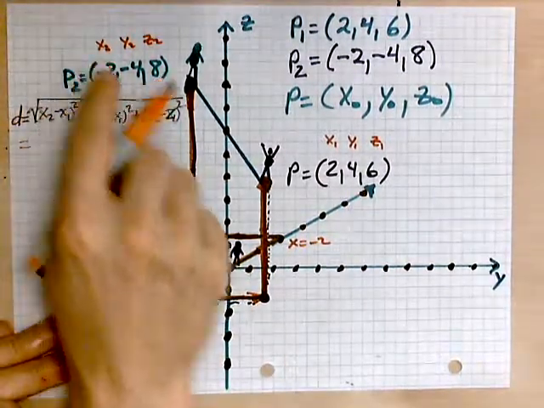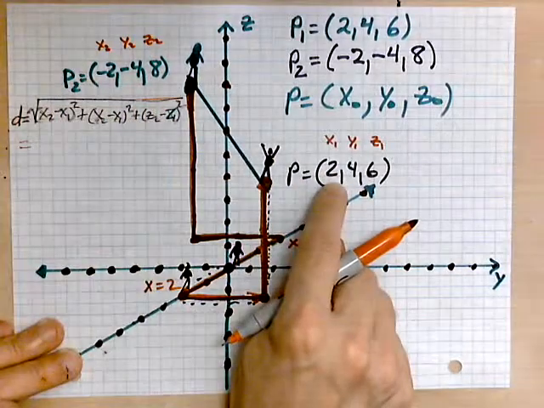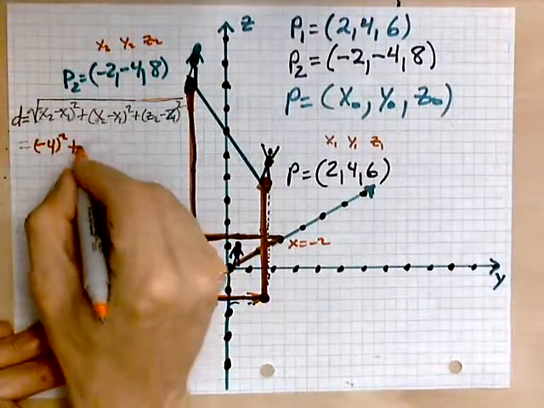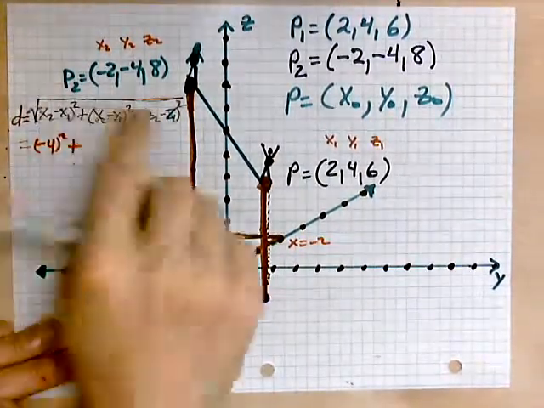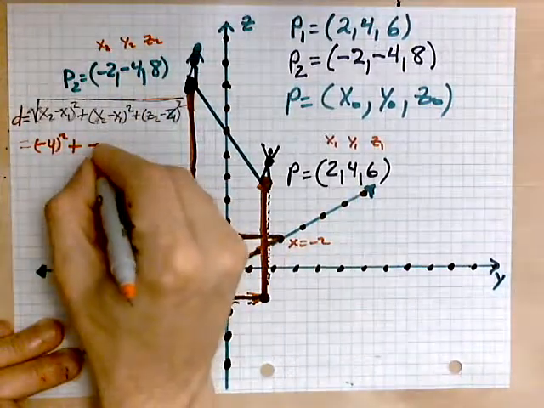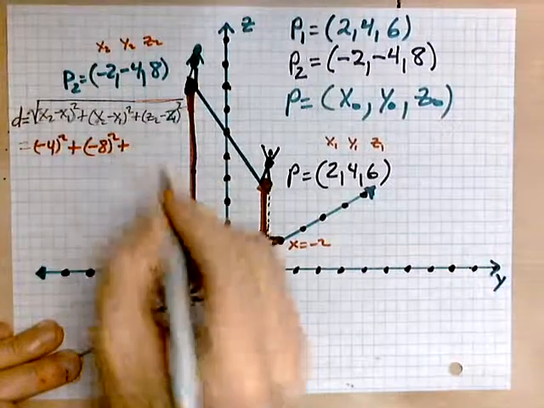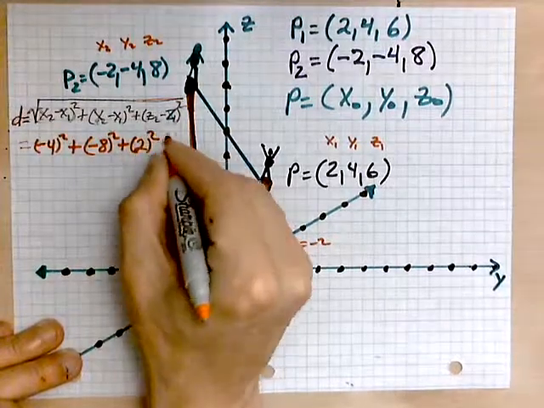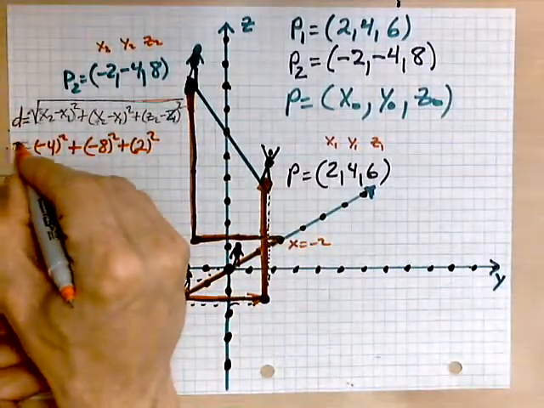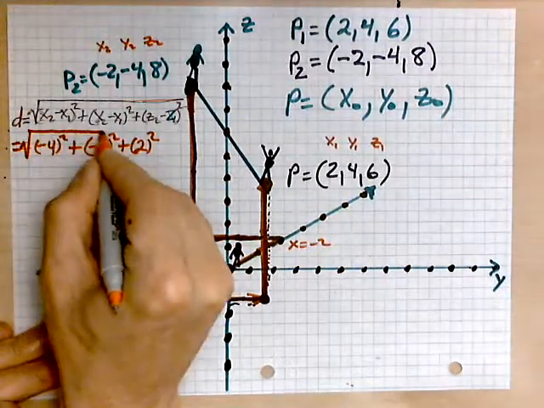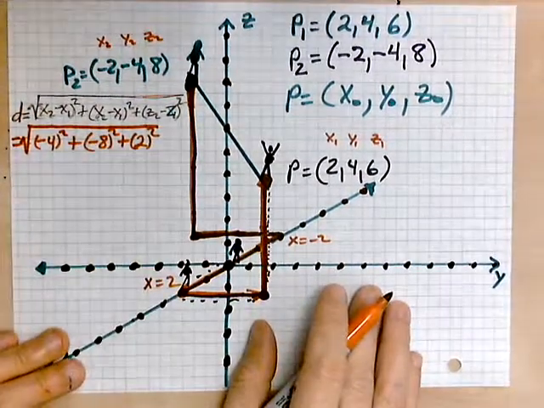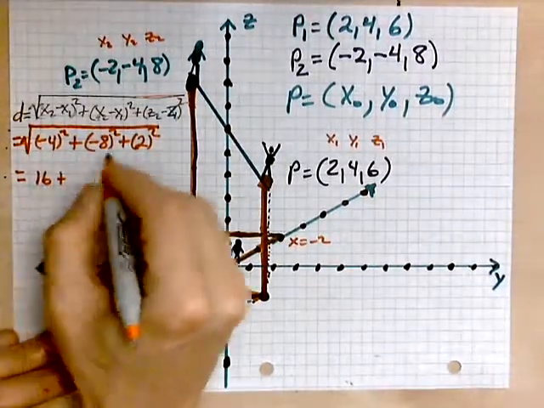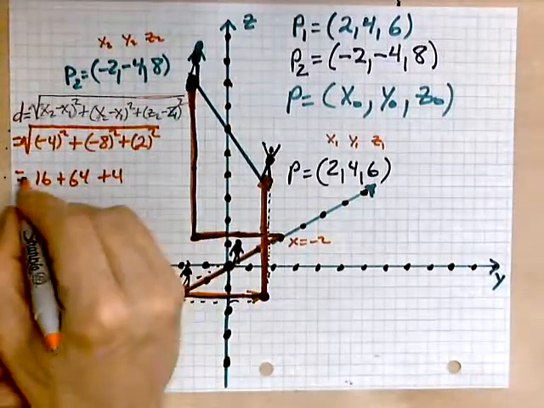So we've got x2 minus x1, that's negative 2 minus 2, which is negative 4. And we square this. You add to it y2 minus y1, so that's negative 4 minus 4, that is negative 8 squared. And you add to it z2 minus z1, so 8 minus 6, which is 2, and you square that quantity. At the end, to find d, you take the square root. Okay? So let's continue here. This is 16 plus 64 plus 4.